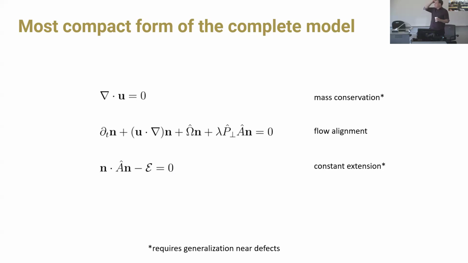So we boiled those down to the three fundamental equations if we were to communicate this, which are mass conservation, flow alignment containing the time evolution of n, and also this bizarre constant extension requirement involving the dot product of the gradient. So A here is the symmetric gradient of U, the strain tensor. So you didn't recover any Navier-Stokes equation. There is no momentum equation.